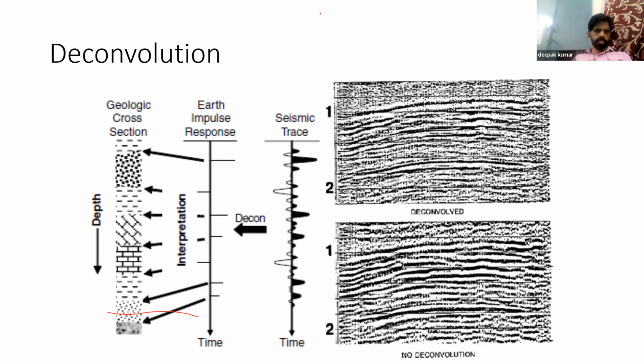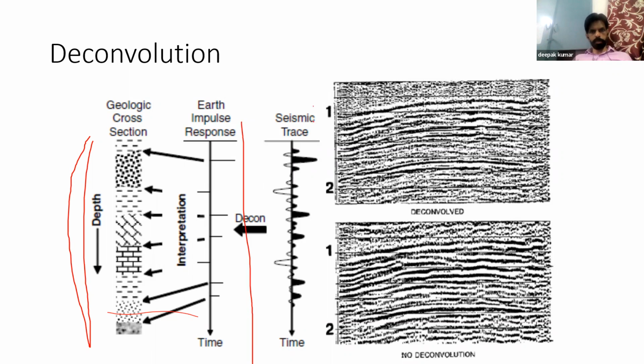See, this is the geological section, the cross section of geology beneath the subsurface, and this is the impulse response of the earth. And this is the seismic trace. The seismic trace acquired is a combination of the reflectivity due to these geological formations and the response of the geophone. So the seismic trace we get is convolved with the earth's impulse response, or reflectivity, and the response of the geophone.